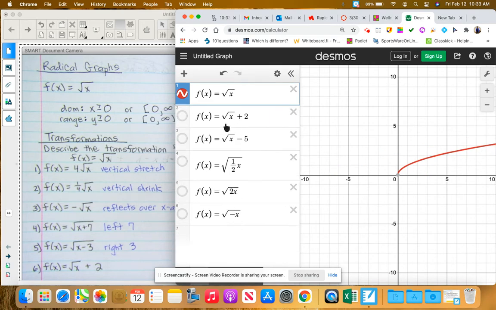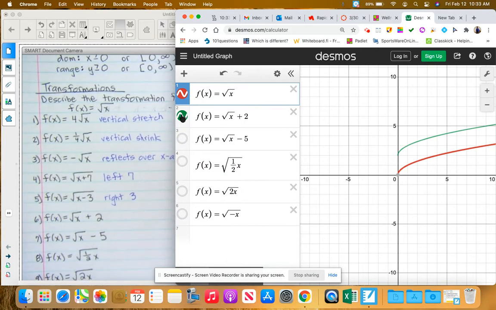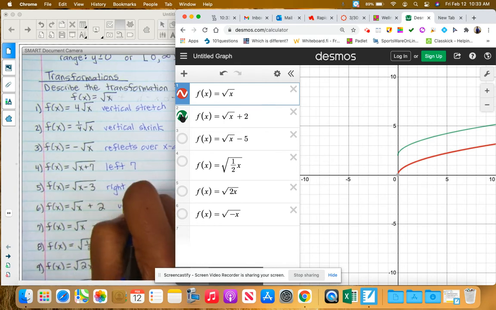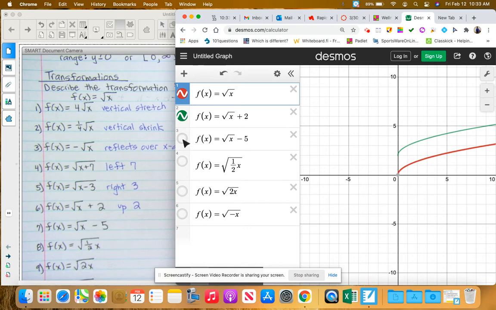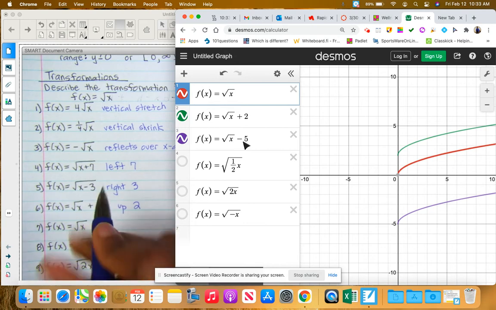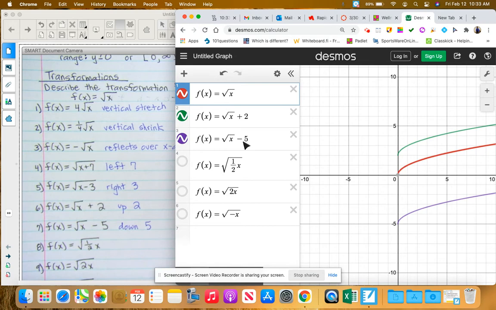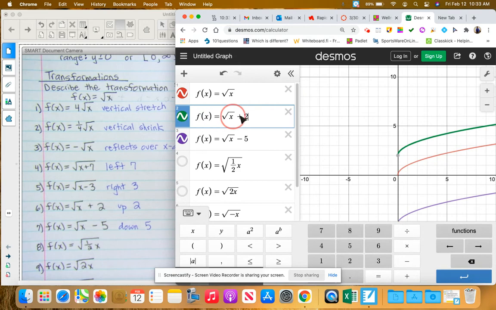Okay, let's take a look at the square root of x plus 2. So this is my parent graph. Let's pop this one in. Okay, so now I'm looking at the one in the green. If I'm looking at the one in the green, it moved up 2 spaces. So a number on the outside moves it up 2 spaces. So you probably can deduce that if it's a negative here, it moves down 5 spaces. So number 7 moves down 5. So parent function is the one in the red, the green moved up 2, and the purple moved down 5.